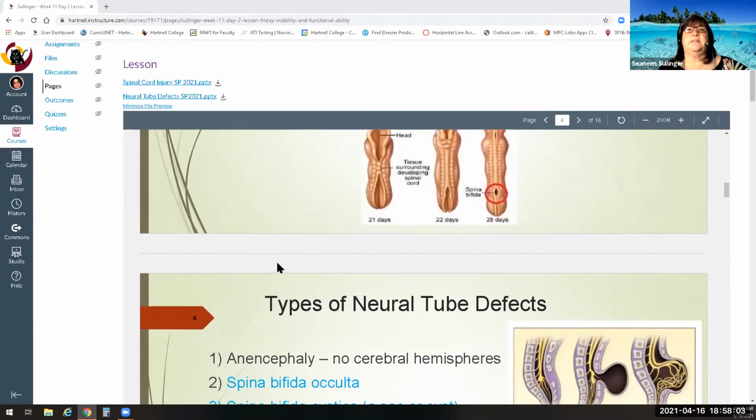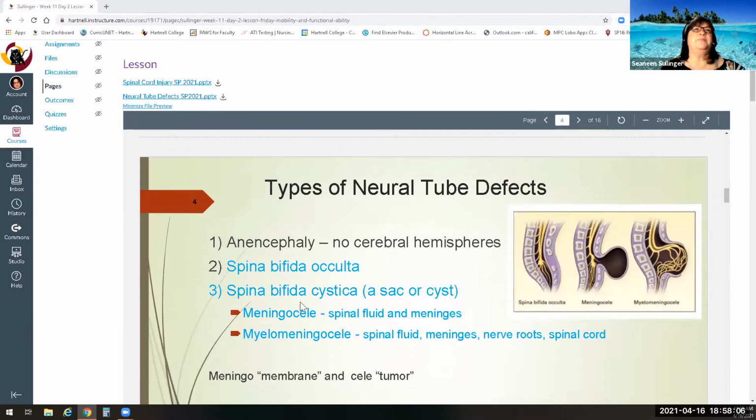So if we look at the types, the reason it's in blue is because it was important information to know. We had somebody at SVMH who potentially could have had spina bifida occulta. They did an ultrasound. So here nothing's bulging out. Then the one that you could see is meningocele, which is the spinal fluid and the meninges, or you can have the myelomeningocele, which is the spinal fluid, the meninges, and also the nerve roots and parts of the spinal cord.